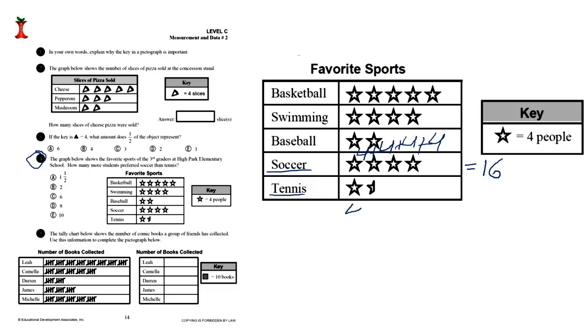Tennis. This is 4. Half of a star is 2. Very good. So we have 4 plus 2. That's 6. What we wanted to know is how many more students preferred soccer than tennis, so we need to use subtraction. 16 minus 6. That gives us what? I think you got it. Let's move on.